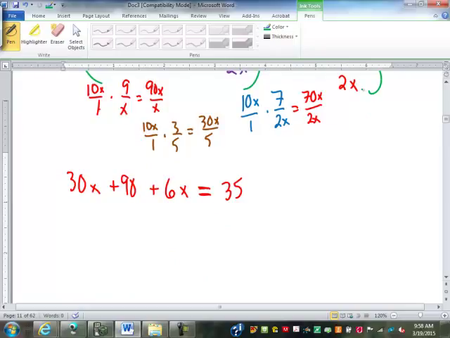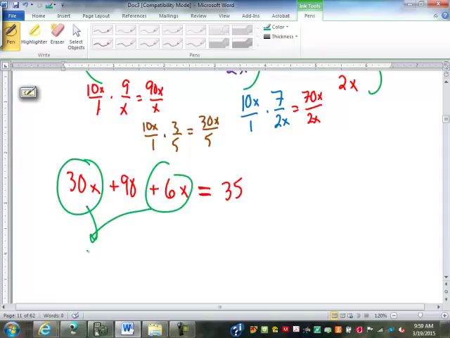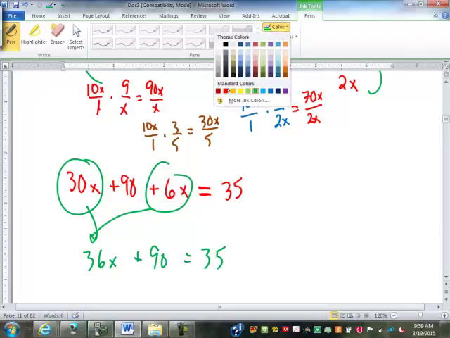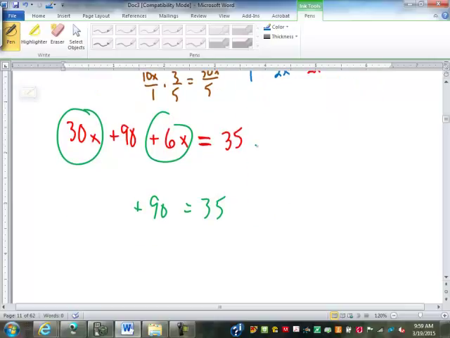Now we have an equation that's simpler to solve. What do we do? So the 30x and the 6x combine to make 36x. So the plus 90 equals 35. So we're going to subtract 90. Where did my 36 go?